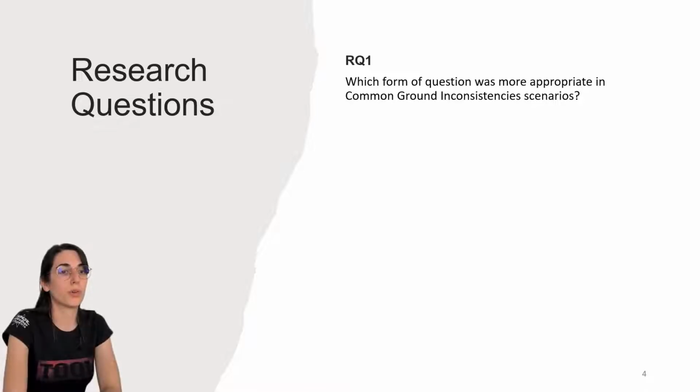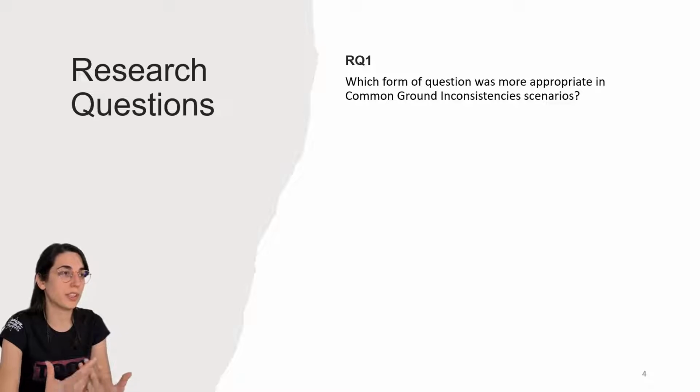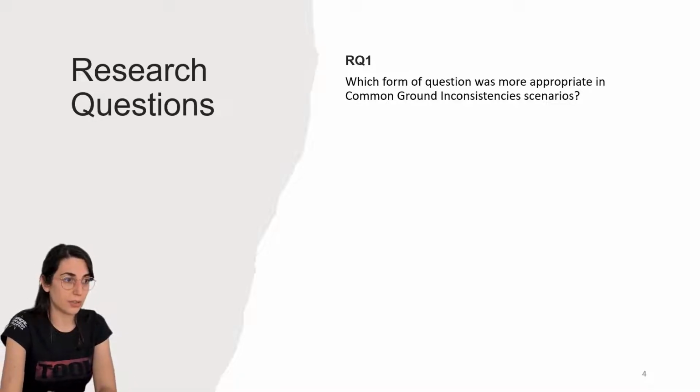So what were the research questions? The first one was the following: which form of question was more appropriate in common ground inconsistency scenarios? And based on different experiments that were carried out, we found out that I-negation polar questions are mostly used when we have a positive bias, so a strong belief that something was already grounded, and negative evidence, so a proof that actually what was grounded was not true.